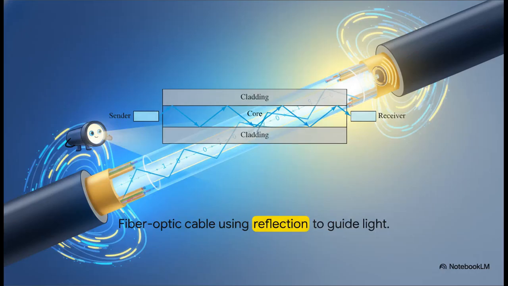And the way this works is practically magic. A sender shoots light into the glass core, and because it's surrounded by a less dense cladding, the light waves bounce perfectly off the edges. They just zigzag right down the channel. This allows data to travel immense distances, quite literally at the speed of light.